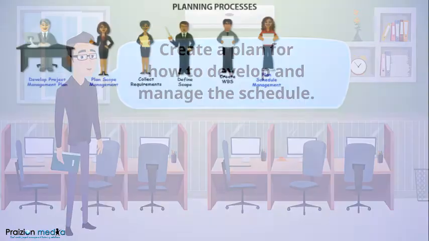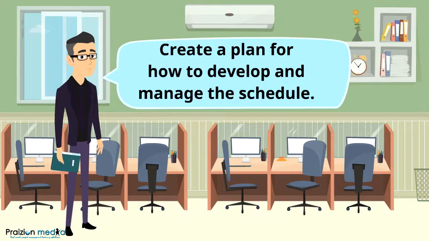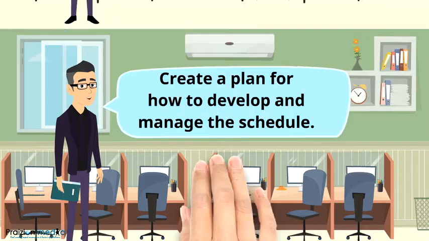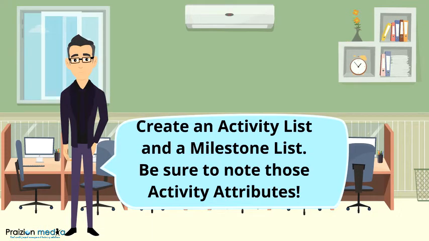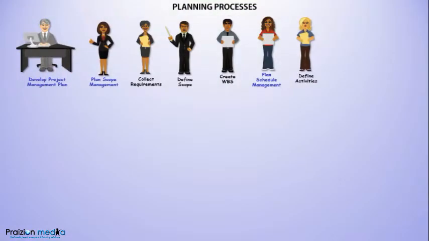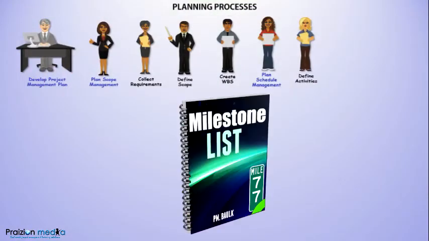How many people will be involved? When will it take place? How often will these tasks in the schedule be reviewed? The next process here is define activities, where these tasks in the schedule are first of all listed out.